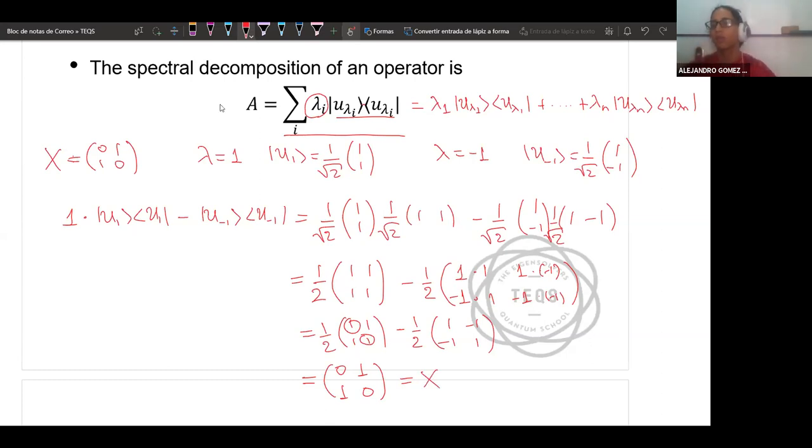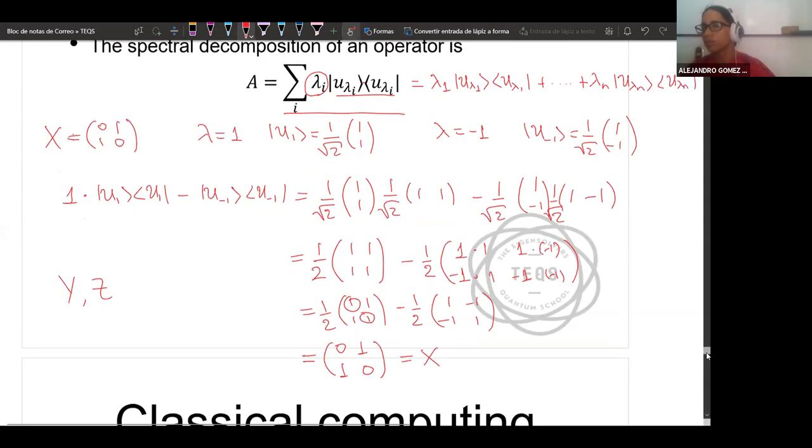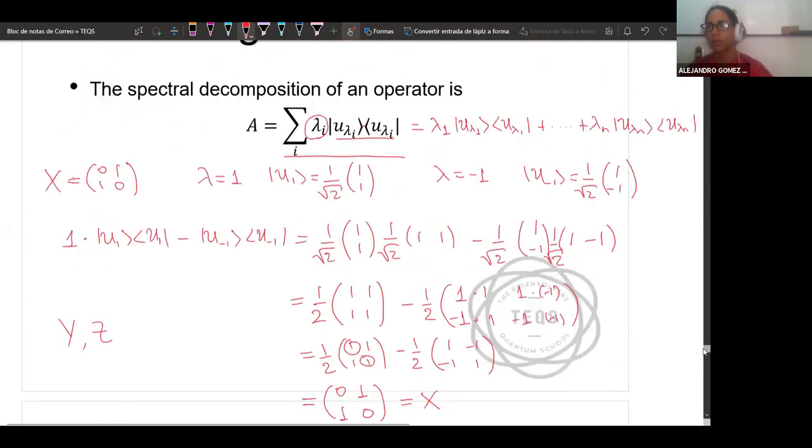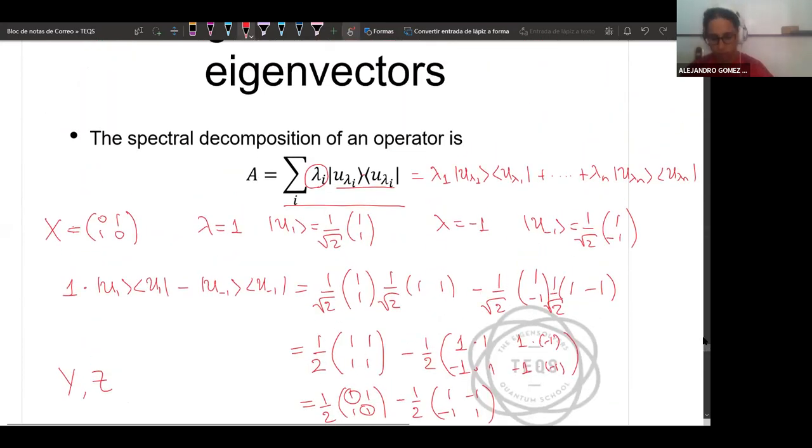That can be done with the rest of the operators, Y and Z. You can do it. Okay, so that's all with this linear algebra.